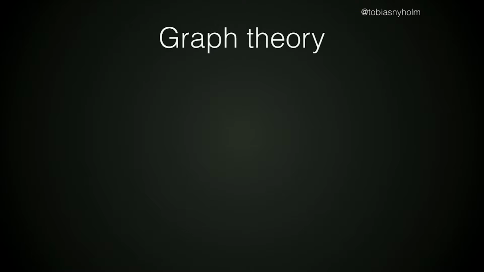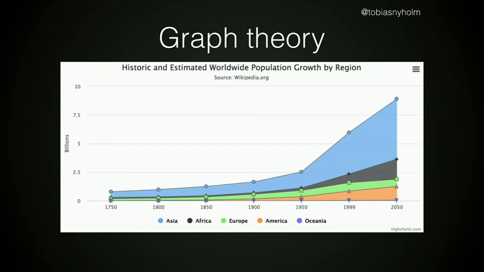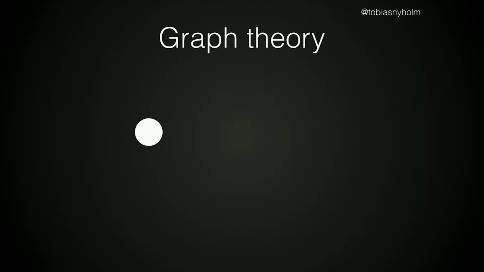So, graph theory. The first thing you need to know about graph theory is that these are not graphs. These are charts, these are diagrams, or whatever. These are not graphs. A graph has nodes, and a bit more complicated graph has more nodes, and they're connected with edges. And edges can be either undirected or directed, or they can have a weight. This is basic graph theory.